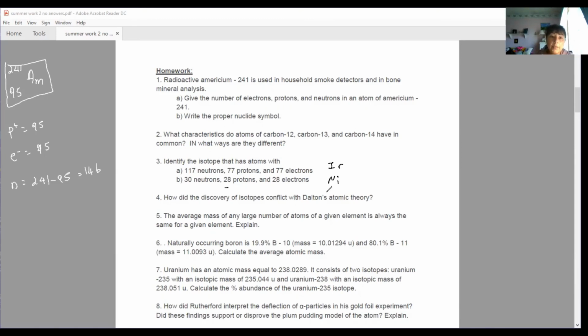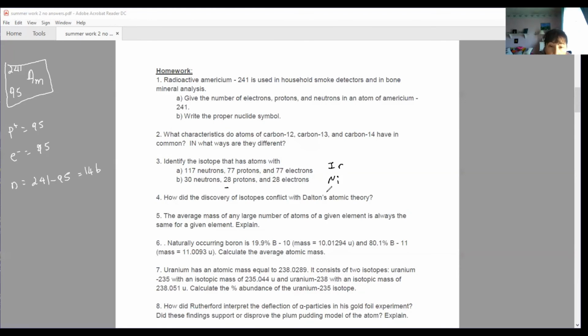Number 5, the average mass of any large number of atoms of a given element is always the same for a given element. Explain. If you have a very abundant isotope that has the mass that is close to the average mass, then you can say that this situation is true.